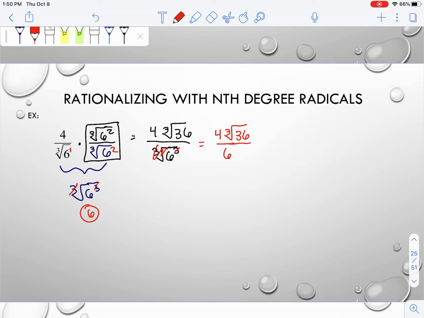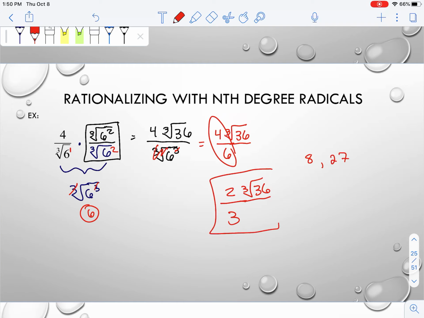This one we can further simplify, not inside the radical, but the fraction, the coefficients out front. 4/6 reduces to 2/3, and then our cube root of 36 is still up there. I don't have any perfect cubes in there. The only ones that would be 8 or 27, and they're not factors of 36. So this would be your final answer.